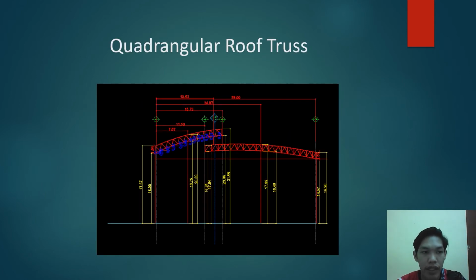And the third is the quadrangular rooftop truss. These are used for larger spans, and this is why you can encounter them in larger spaces, which include auditoriums and railway sheds.